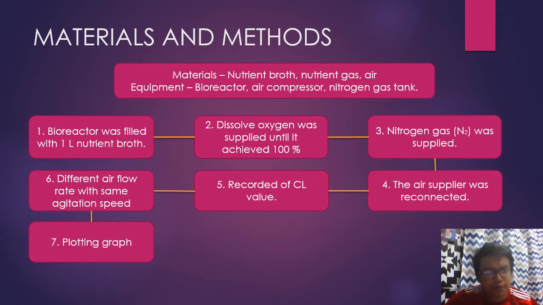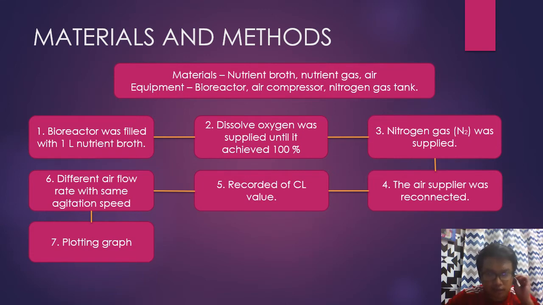The materials we use are nutrient broth, nitrogen gas, and air. The equipment we use is a bioreactor, an air compressor, and a nitrogen gas tank. The first step is the bioreactor was filled with 1 liter nutrient broth, and a PO2 probe is used to calibrate the bioreactor. After that, dissolved oxygen was supplied by using the air compressor until it achieved 100%. After that, the air compressor was disconnected and the nitrogen gas was supplied.